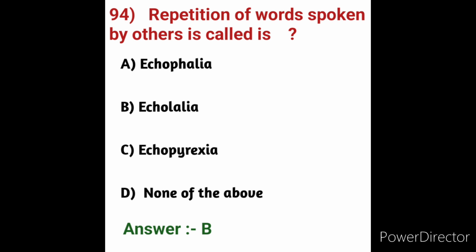Repetition means the person has a psychiatric problem, and some children also repeat words. After hearing the words, they will repeat them automatically. Option B, echolalia, is the correct answer. Echolalia means the child repeats the words they hear automatically. Today they will hear, and after one or two days they will repeat the word. Echolalia means repeating the words. Option B is the correct answer, echolalia.